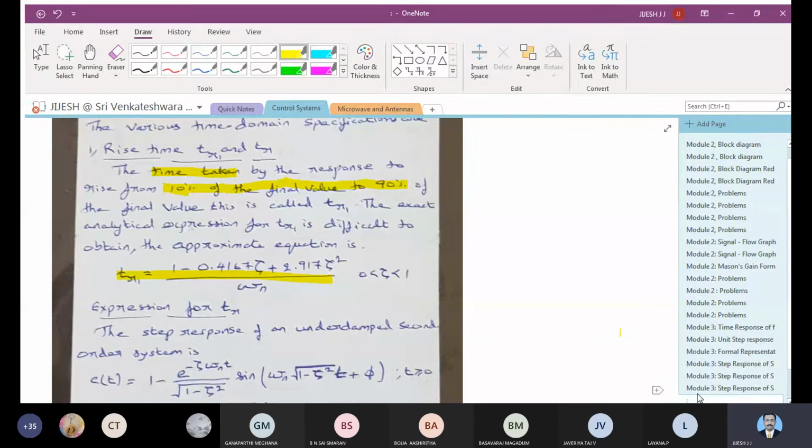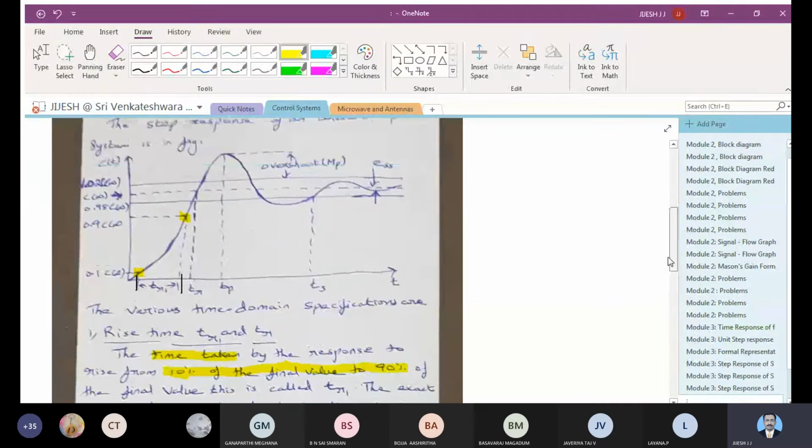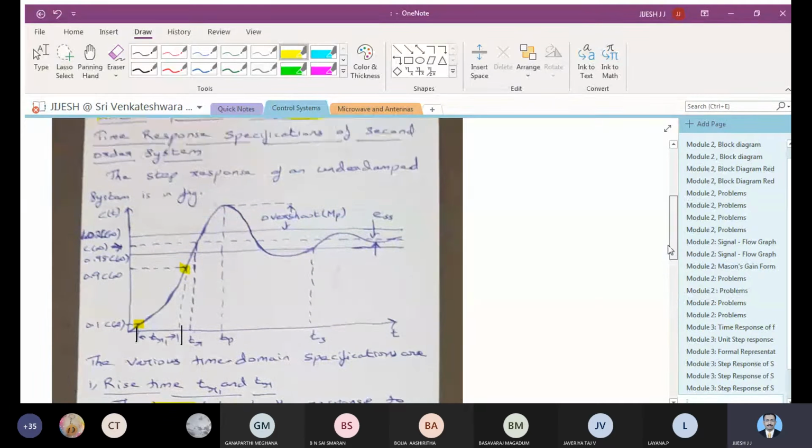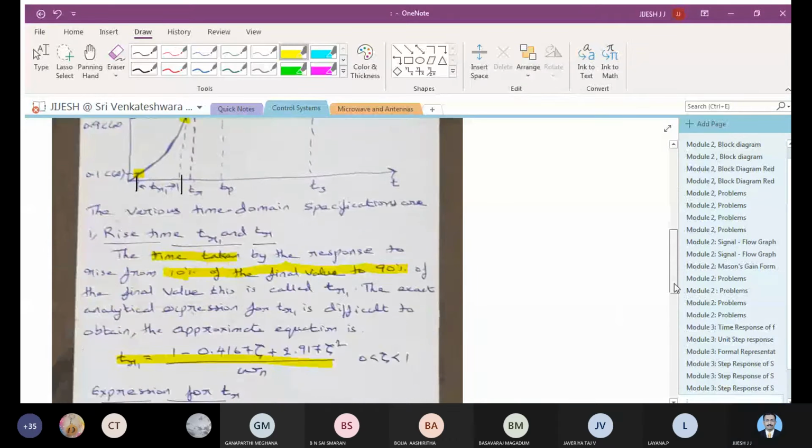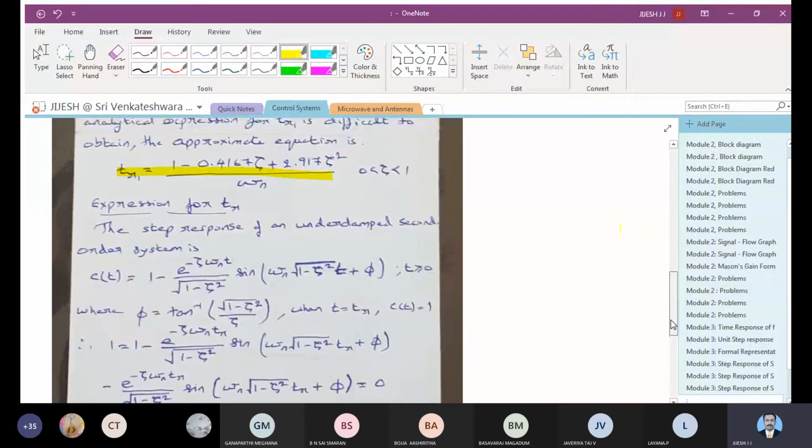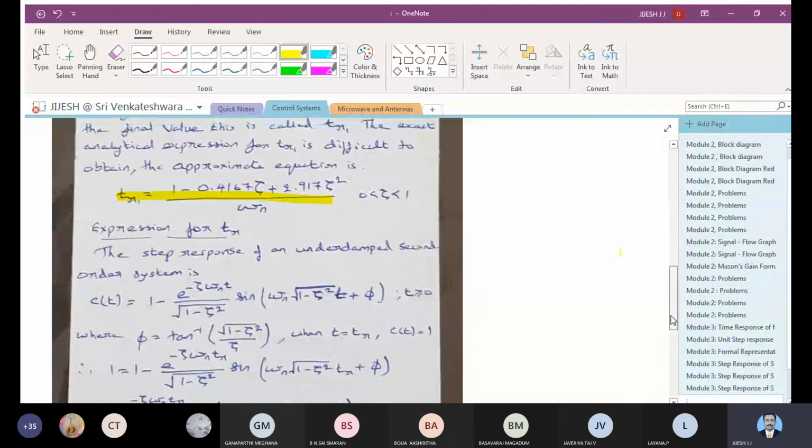These equations you need to remember. Sometimes you may have to derive the equation for C of t for an underdamped second order system. But if they ask you to explain the rise time of a second order system, or to find the time response specifications of the system, then you just have to remember these equations for completing this derivation. You have to study this equation for C of t so that you can do it further.